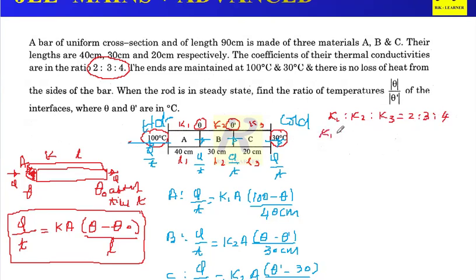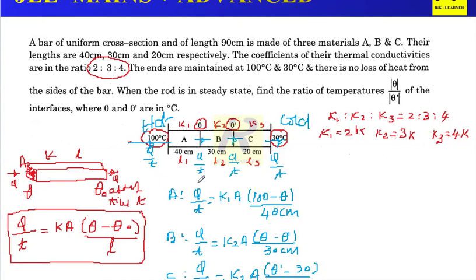What is the correct meaning of this? If K1 is equal to 2 times K, something K, then K2 is equal to 3 times K and K3 is equal to 4 times K. This is the meaning of K1 is to K2 is to K3 being 2:3:4. Now we have an idea about writing K1, K2 and K3 in terms of K: 2K, 3K and 4K. So this is what I am going to use here.